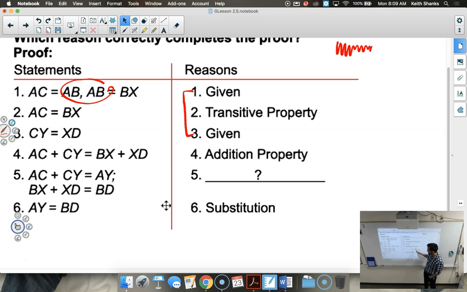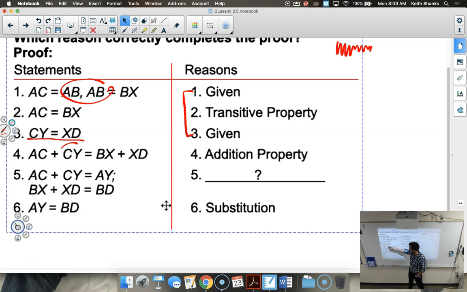Then they did addition. Notice what they did here is because these are equal, they're adding the same thing to both sides. And then they're saying, okay, now what happened? So what is this? This would be segment addition.